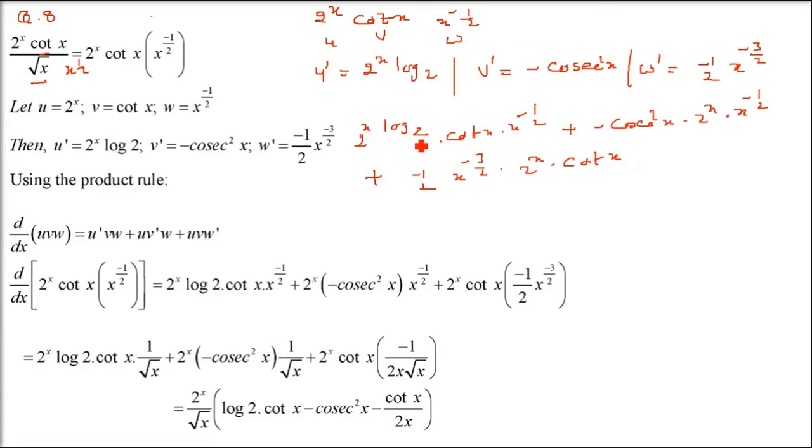Okay, so this 2 raised x log 2 cot x, x raised minus half, we can always write it as 1 by x to the power half, which is 1 by root x. So minus, wherever you have minus, just make it as minus. Okay, so this is minus cosec square x. Now 2 raised x and 1 by root x is everywhere. So this is minus, this minus, third one is x raised minus 3 by 2. So how to write this x raised minus 3 by 2?